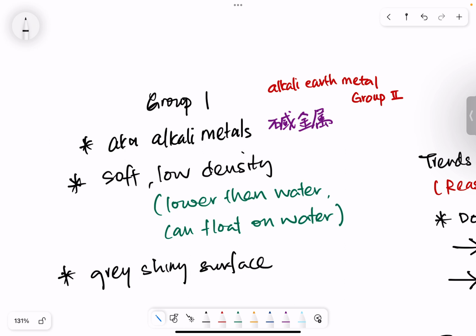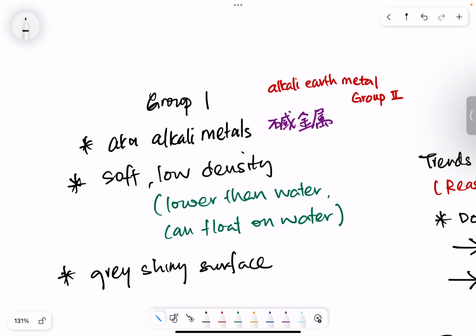As you can see, one of the special things about this sort of metal is that they are soft, which means they can actually be cut by a knife, something that's not so often we cut things with. And actually the density is low. When something has a low density, compared to water, when you put it on water, it will float on water.